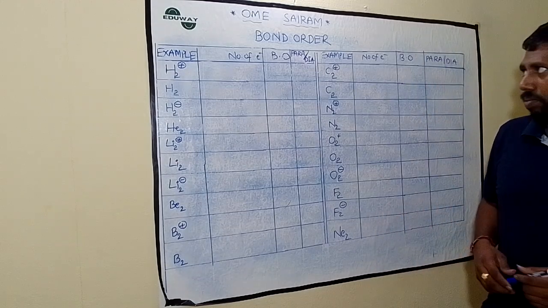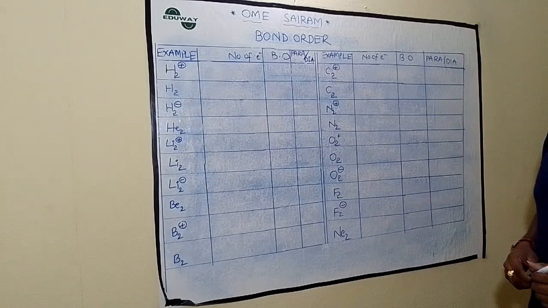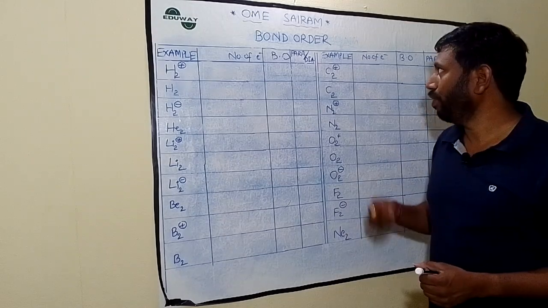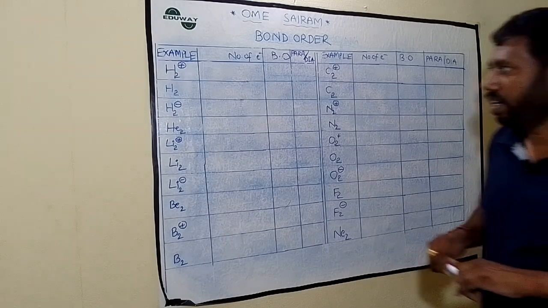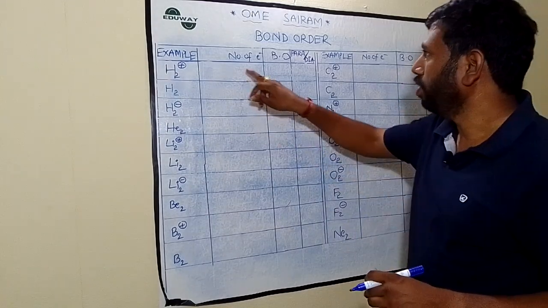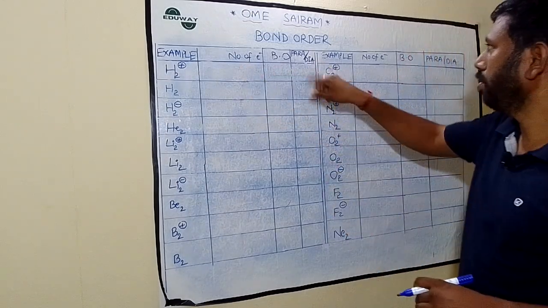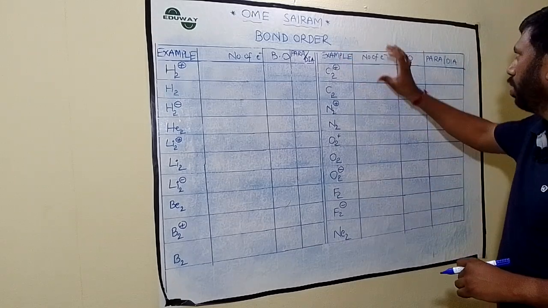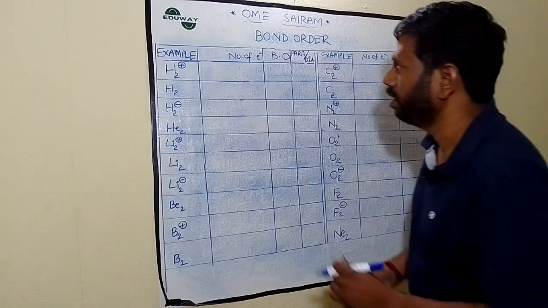Today I would like to discuss one of the tricks to find the bond order, and there is also a trick to find paramagnetic and diamagnetic species. Here are the given examples, and you have to find out the number of electrons, bond order, and paramagnetic and diamagnetic species. We have to find that.